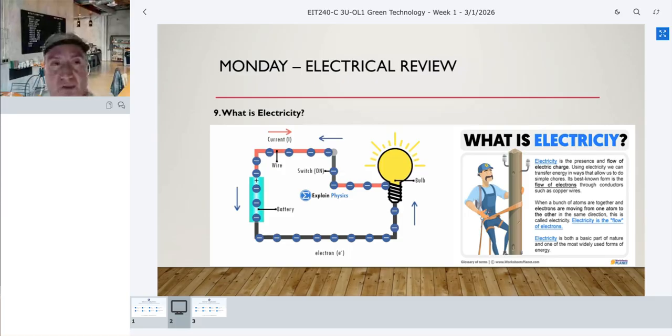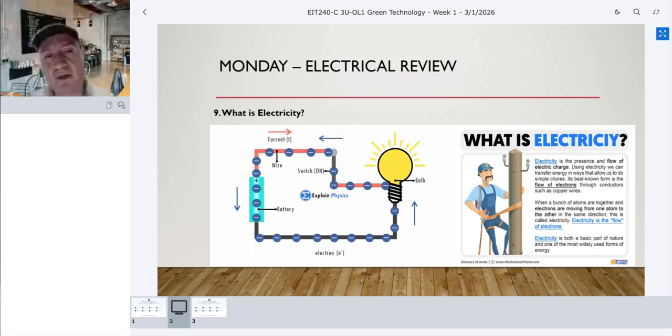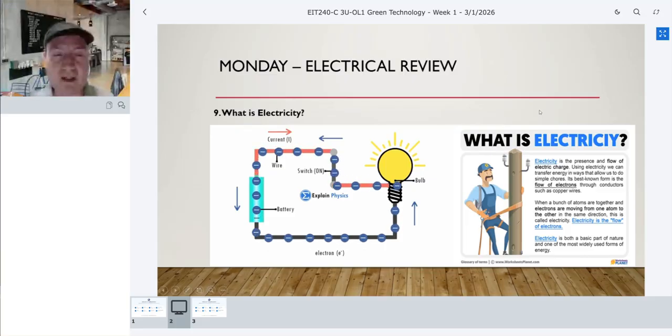Okay, this is the answer for number 9. Don't forget, flow of electrons. And what is an electron? It is a negative charge of the atom, right? And what is an atom? It's a part of the material, that is the composition of the material. We have different compositions of material. You see metals, you see plastic, different materials, you see?